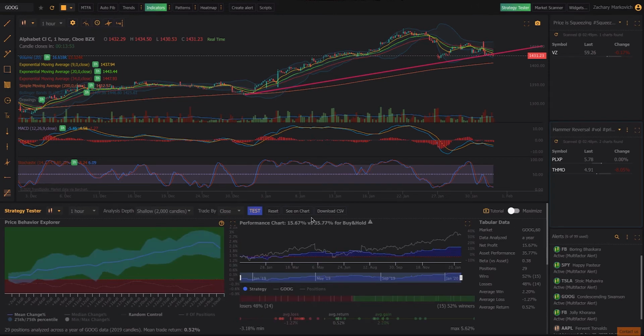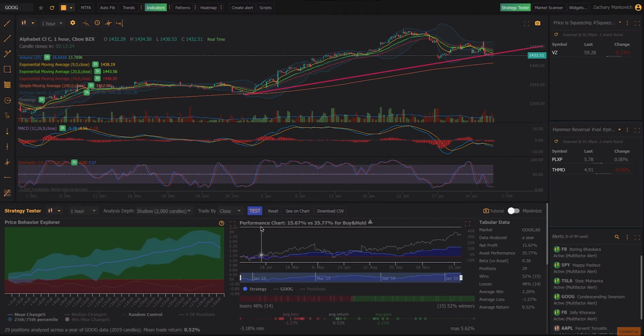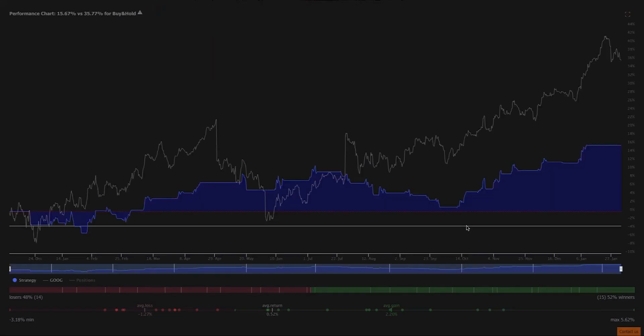And you can see here, and I'm reading this from the bottom left-hand corner of my screen, we analyzed 29 positions across a year of Google data, 2,000 candles with a mean trade return of 0.52%. So basically, on average, we had around a positive return of 0.52, which is not bad. But you will often find, you can see here, this performance versus our buy and hold, that buying and holding was a little bit better because it's pretty hard to beat the market.